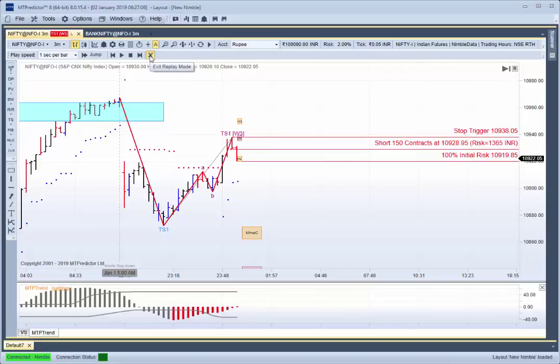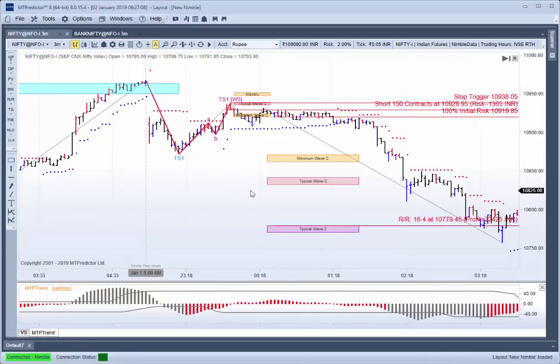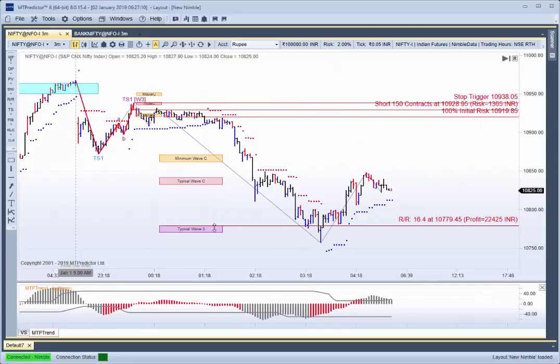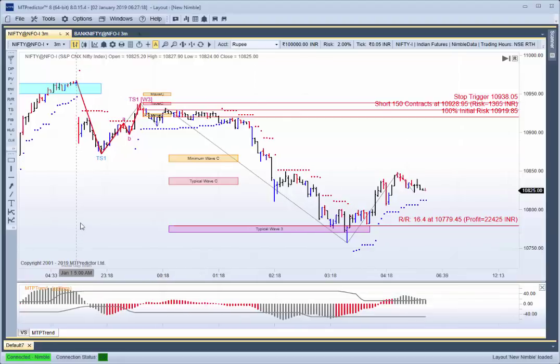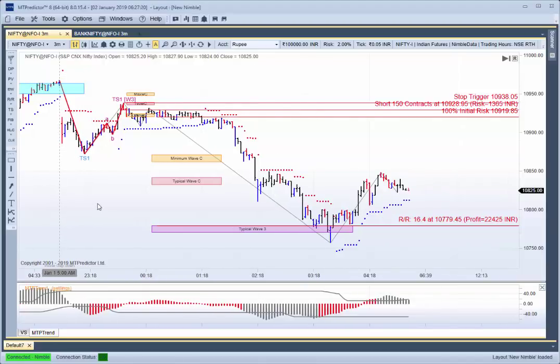If we turn the trading mode off, you can see that was our setup, with the market coming down to the typical wave 3 WPT, as we've already seen, where a nice profit of just over 16 times the initial risk was available. So that's the difference in MTPredictor.